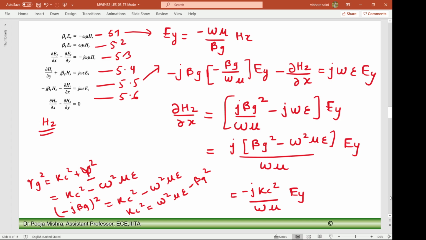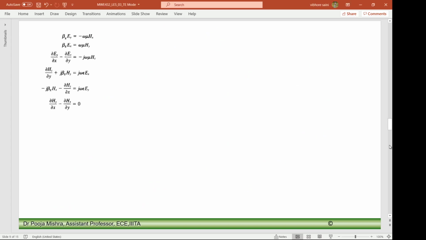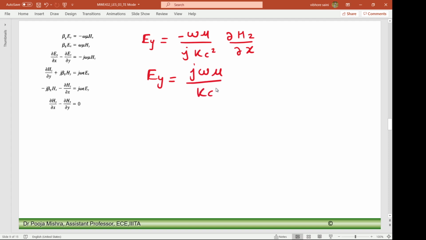or Ey could be written as, this is for reference purpose only, Ey could be written as minus omega mu by j kc square del Hz by del x. This is equal to j square, so this Ey could be written as j omega mu by kc square del Hz by del x, equation 6.1.